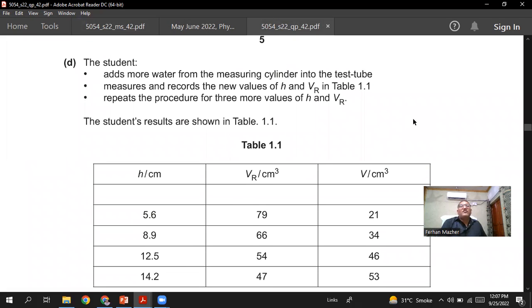The student adds more water from the measuring cylinder into the test tube, and measures and records the new values of h and VR in table 1.1.